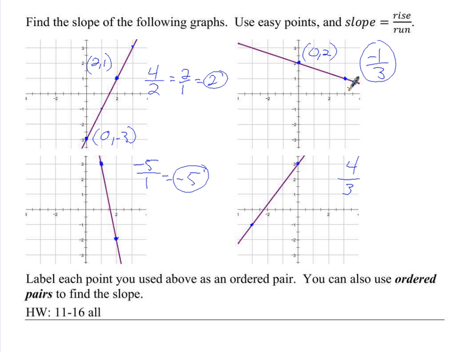And this one? 0, 2, and this one? 3, 1, okay. And then this one? 1, 3. And this one? 2, negative 2. And this one? Negative 1, 2, 3. Negative 1. And the last one? 0, 3. Okay? So identifying ordered pairs on graphs is an important skill also.